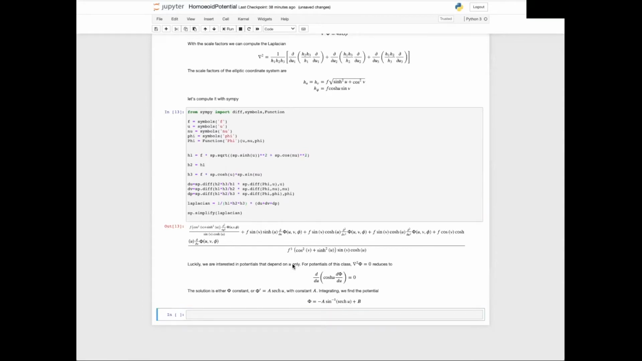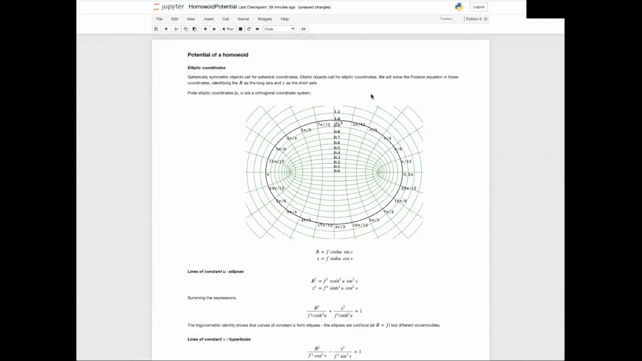Now, this doesn't look too transparent, but we can tell some things. First, that the potential should yield the spherical potential at large radius. We can see that because at large u, these confocal ellipses become more and more circular. So at very large u, you expect the potential to be spherically symmetric.